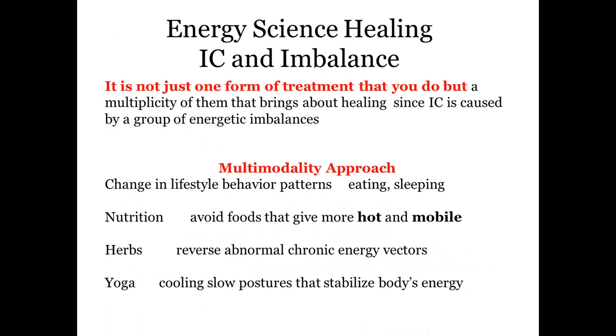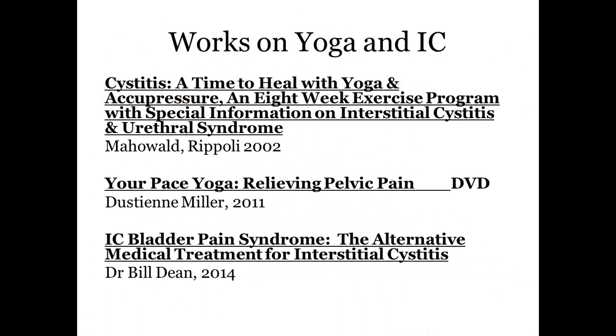Herbs can reverse abnormal chronic energy vectors in the body, and these can not only serve to heal by doing so, but they can also be rejuvenative. They can help rebuild the body because of its chronic disease. And lastly, and the focus of our attention today, is that yoga can be used to cool and slow the body's energy patterns down. And this can stabilize the body's energy and can be a very effective adjunct to other modalities that we've just talked about.